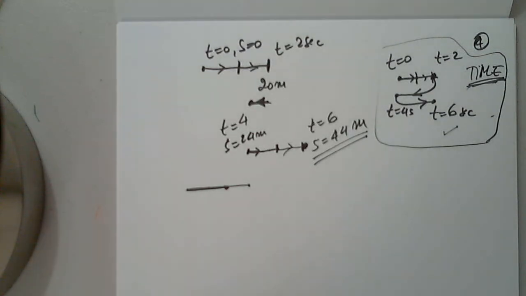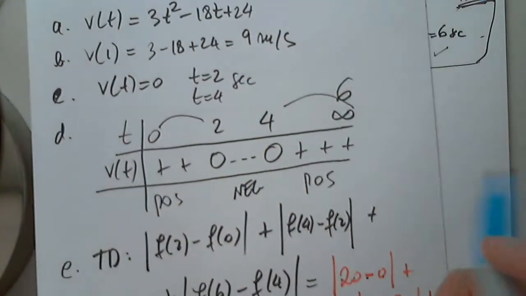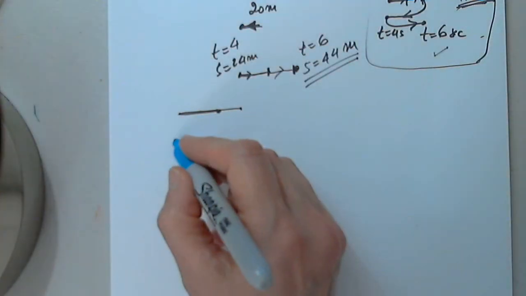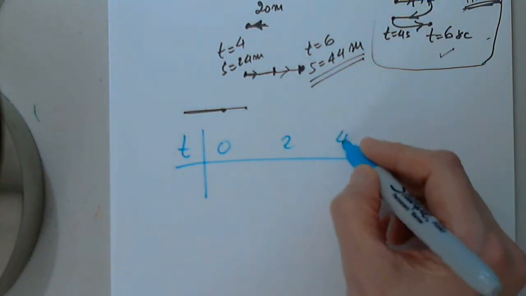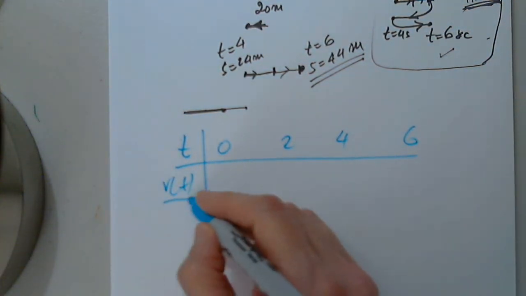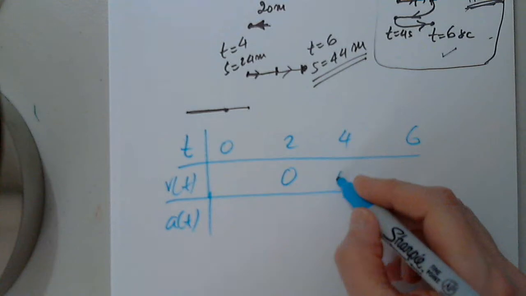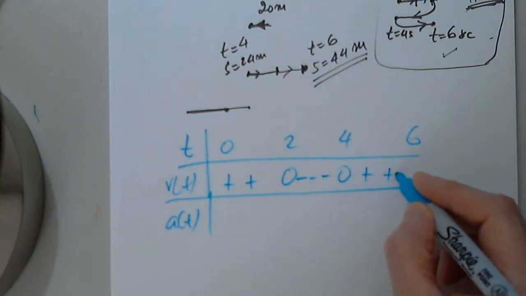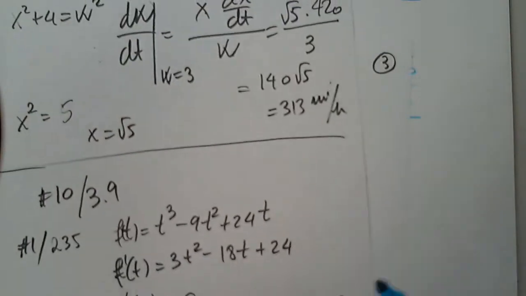And the final question here is, when is the particle speeding up and when is the particle slowing down? And we already have this, and I have to copy it. So the last part, t, and we have 0 and 2 and 4 and 6, and we have a of t, and we also have to look at a of t. So this is 0 here, positive, negative, positive. So now with a of t, and we have determined a of t.